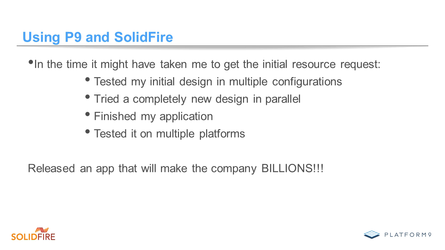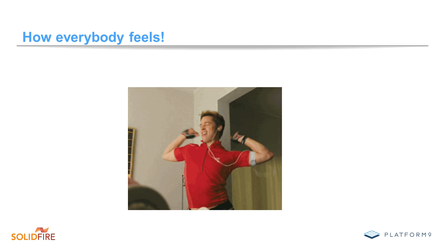So in the time that it might have taken me before in the old model to actually just get my initial resource request, I tested my initial design in multiple configurations. I tried a completely new design in parallel and figured out that it was better. I finished my application, tested it on multiple platforms, and I released an app that hopefully makes my company billions and billions of dollars. And the result, everybody's happy. Everybody wins.